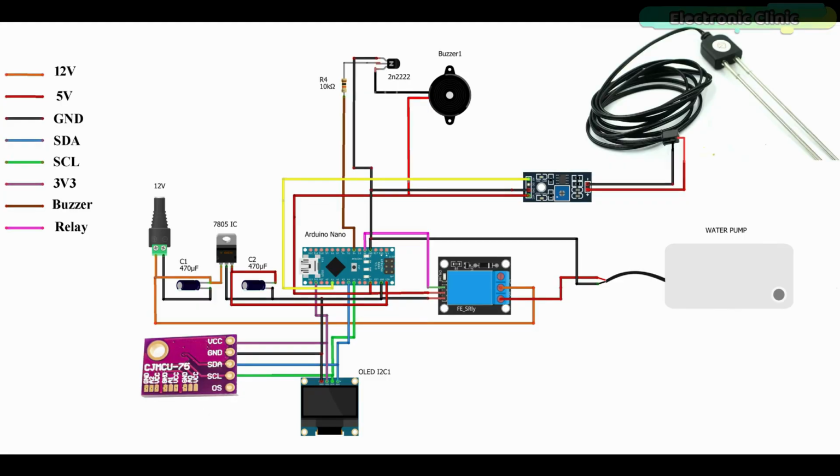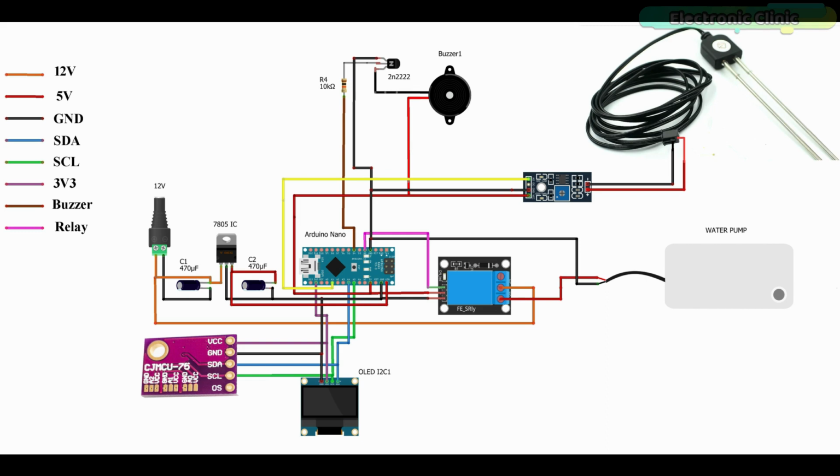The analog output of the soil moisture sensor is connected with the analog pin A1, while the VCC and ground pins are connected with the Arduino's 5 volt and ground. The SCL and SDA pins of the LM75A temperature sensor and OLED display module are connected together and then connected with the Arduino's A5 and A4 pins. A5 is the SCL and A4 is the SDA. While the VCC and ground pins are connected with the Arduino's 3.3 volt and ground pins.